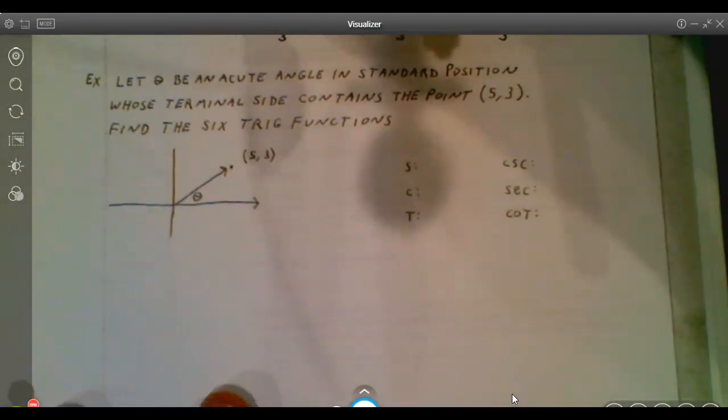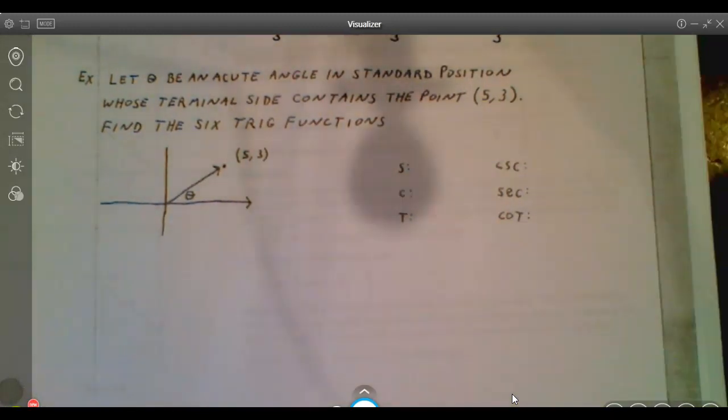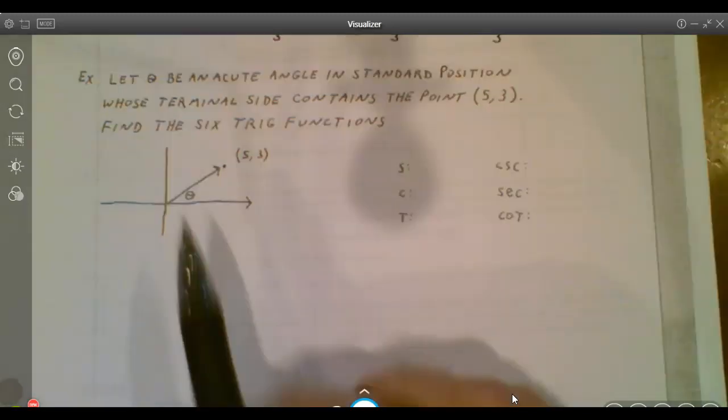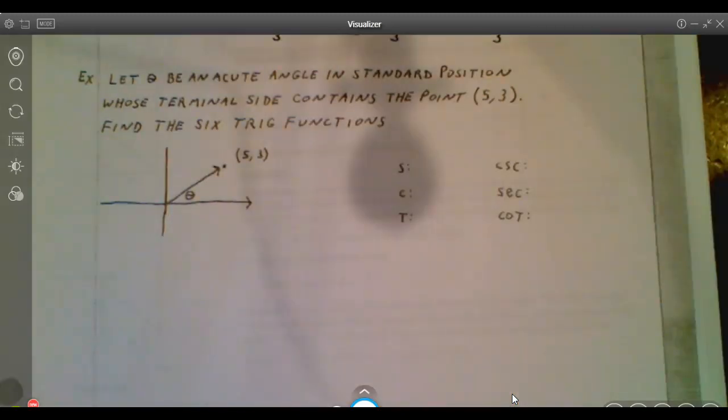So let's jump on down to this one. We're going to let theta be. You guys are going to get real used to that theta angle. That's the common variable for an angle. It's a Greek letter, theta. We use that as our variable to represent an angle. So we'll let theta be an acute angle in standard position. Remember, standard position means you started on the x-axis and we traveled counterclockwise in order to create our angle.